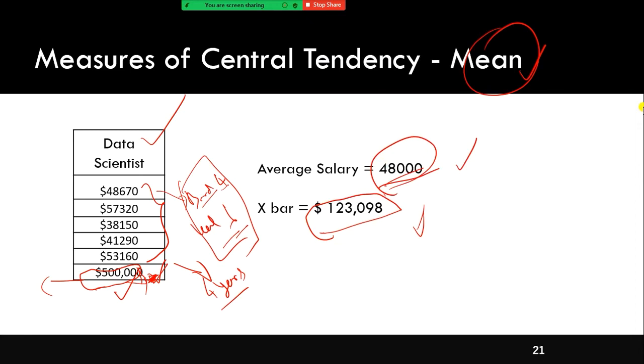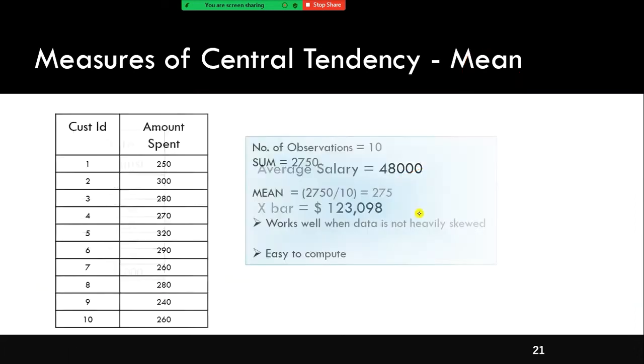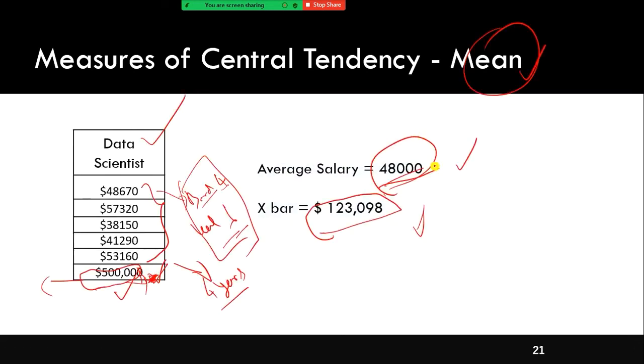Because our common sense tells us, just because one person is getting a very high salary, if I include his salary along with the others, obviously my average will also get skewed. I use this term skewed. The average will also get skewed because my data is skewed. My data itself is skewed because of this one huge value. Skewed data.